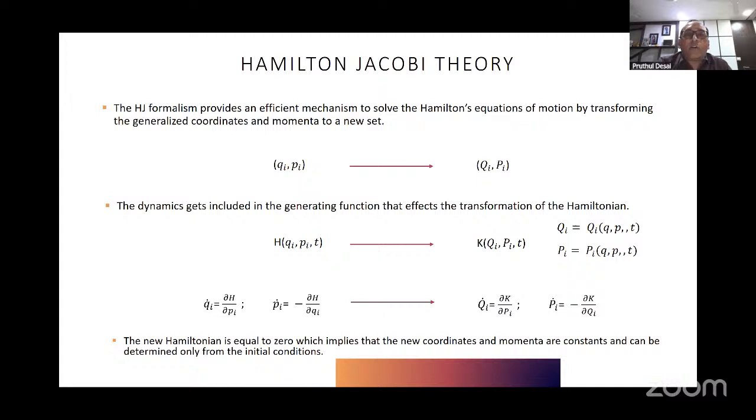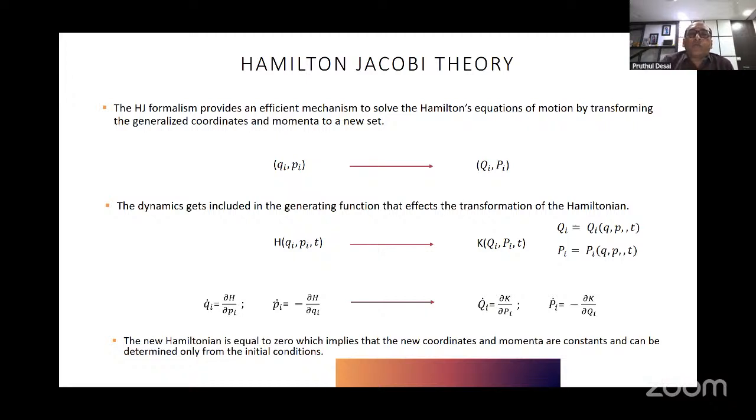One of the theories on which his derivation or his ideas were based is the Hamilton-Jacobi theory. Friends, we all know that the Hamilton-Jacobi formalism provides an efficient mechanism to solve Hamilton's equations of motion. So in Hamilton-Jacobi theory, what we do is make a transformation of variables. Generalized coordinates qi, pi are transformed to capital Qi, capital Pi. So we require a generating function to do that. And the dynamics of the system is included in the generating function itself that affects this transformation of the Hamiltonian.